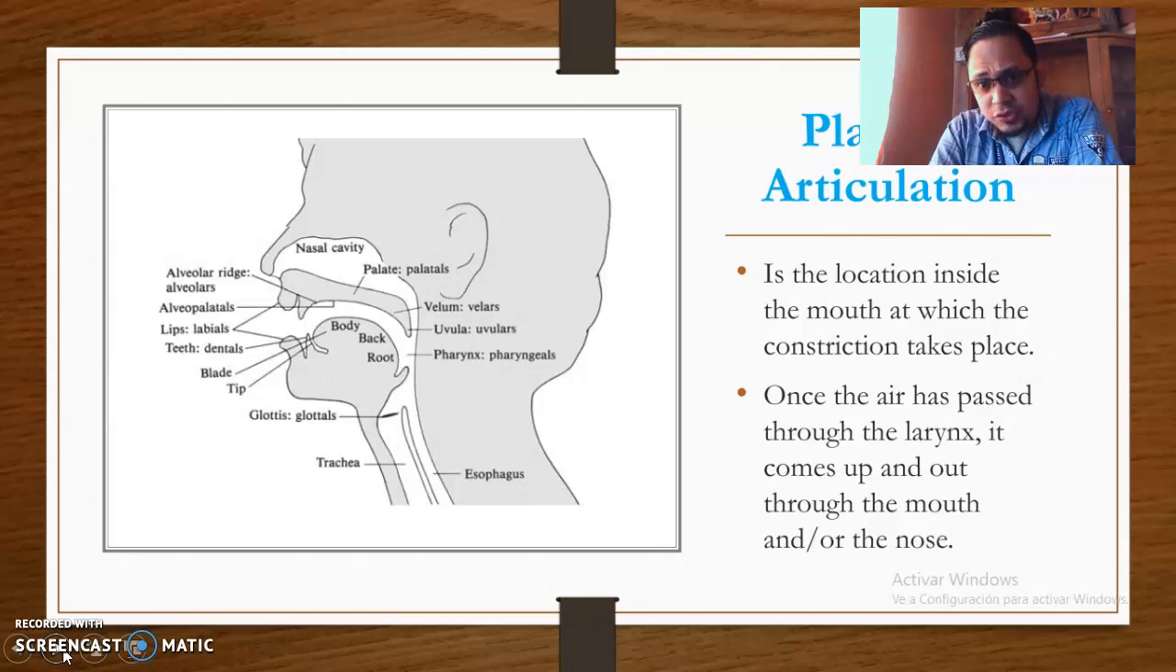Place of articulation is exactly the location inside the mouth at which the constriction takes place. Guys, what does that mean? Basically, as you can see in this picture, we have all the organs and elements that humans use in order to produce any kind of articulation, sounds, vowels, sentences, etc. So what this concept is telling us is that once the air has passed through the larynx, it comes out through the mouth or the nose. It could be the mouth or the nasal cavity.